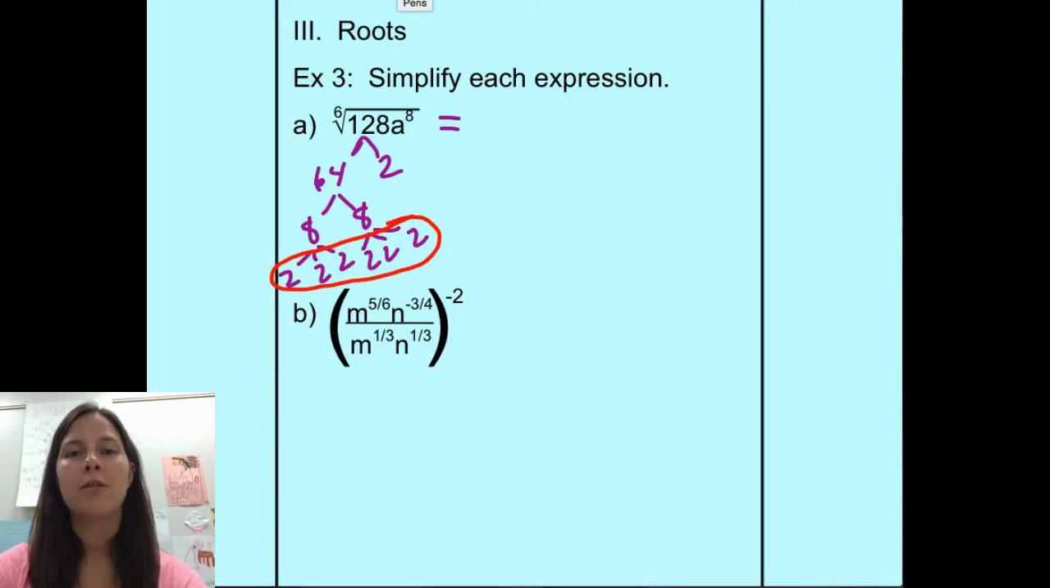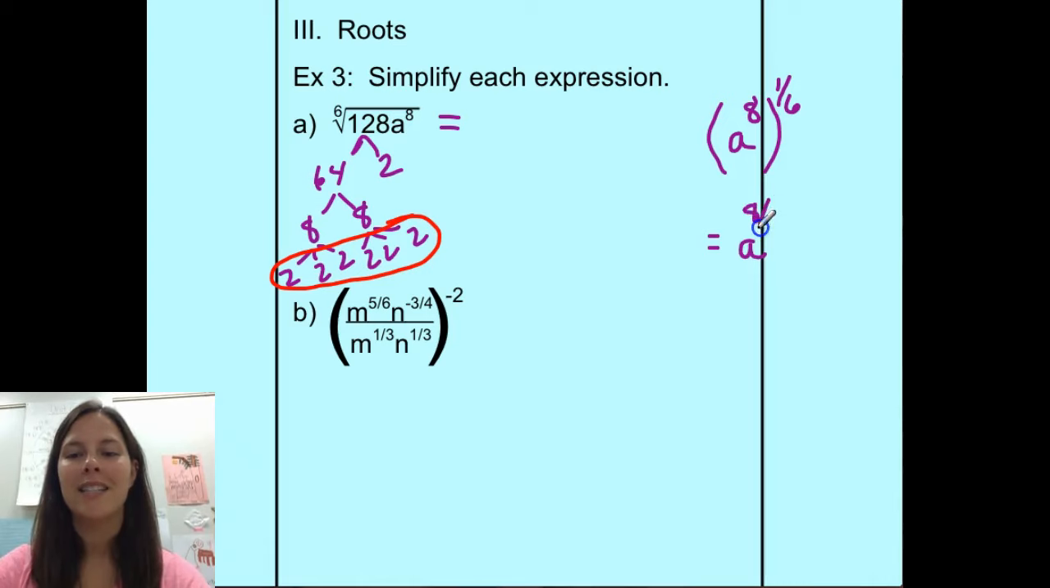For our variable piece, what we're going to do is rewrite it as a rational exponent and bring the whole thing out from under the radical. Running out of room, so I'm going to go off to the right. We have a to the 8th, and I'm going to turn that root of 6th into a 1/6 power. Our power of a power rule is to multiply. So that gives us a to the 8/6 power, and 8/6 can be simplified to 4/3. So I'm going to pull a to the 4/3 power completely out of the radical.